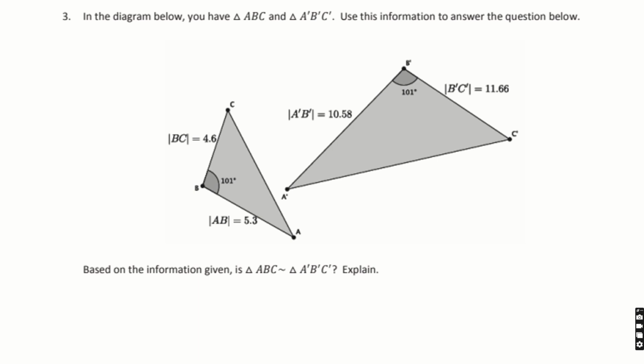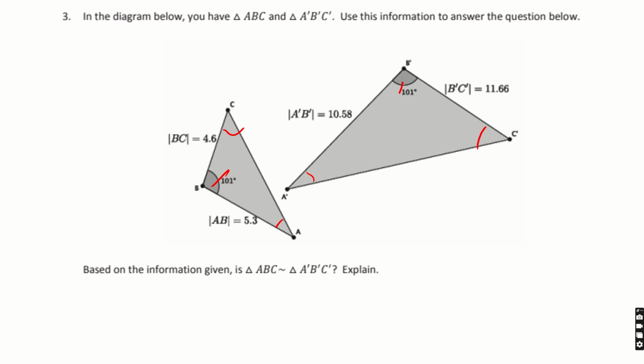Looking at this third one here, it says in the diagram below, you have triangle ABC and triangle A prime, B prime, C prime. So again, not nested. Use this info to answer the question below. Based on the information given, is triangle ABC similar to triangle A prime, B prime, C prime? Explain. So right now we're given one angle, angle B and corresponding B prime. They're both 101 degrees. We don't have the angle for A or A prime. We don't have the angle for C prime or C. We don't have any of that info.